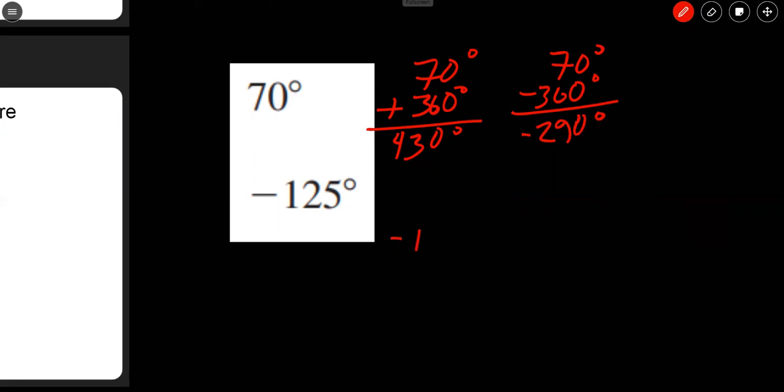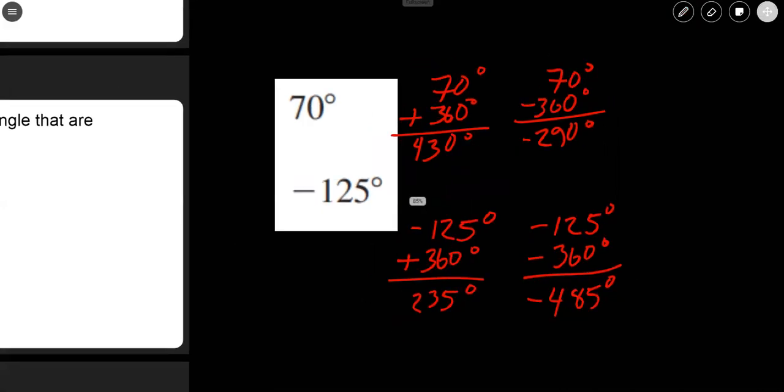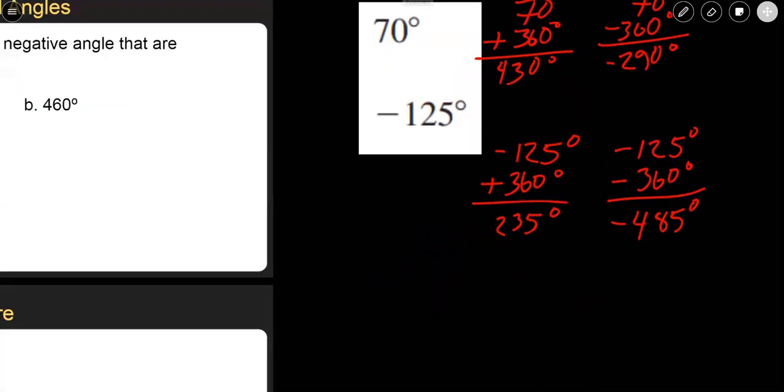Same idea with negative 125. I'm going to add 360 degrees to it, and that's going to leave me with 235 degrees, positive. If I want another negative angle, I'm just going to subtract 360 from negative 125, and that's going to leave me with negative 485 degrees. So coterminal angles are also very straightforward. We're just either adding or subtracting measurements of 360 from our existing angles.